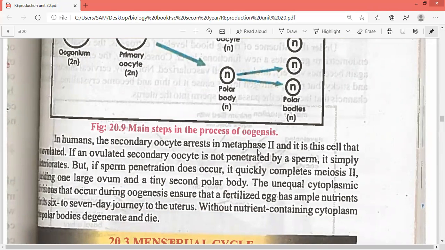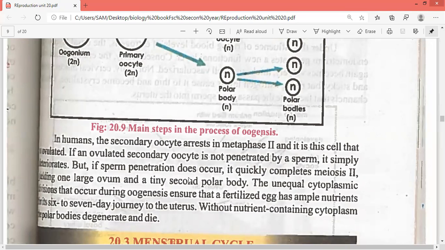In humans, the secondary oocyte arrests in metaphase 2, ठीक है? And it is this cell that is ovulated. अच्छा ये हुआ था कि छोटे वक्त प्रोफेज 1 में अरेस्ट हुआ था, 14 के बाद मेटाफेज 2 में अरेस्ट हो जाएगा जब तक कि स्पर्म आके पेनेट्रेट ना हो जाए, टच ना हो जाए, ये अपनी मेटाफेज 2 के बाद कंप्लीशन करता ही नहीं है, रुक जाता है वहां पर.